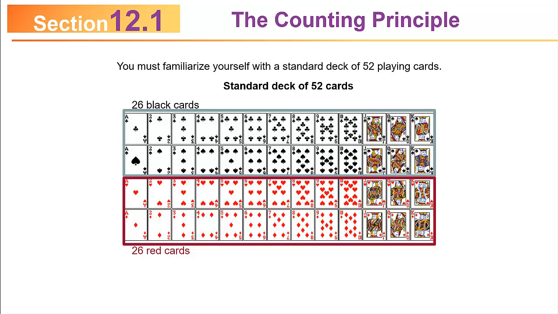First of all, there are 26 black cards and 26 red cards, because 26 plus 26 is 52. In a standard deck of cards, half the cards are black, half the cards are red. That's 26 and 26.